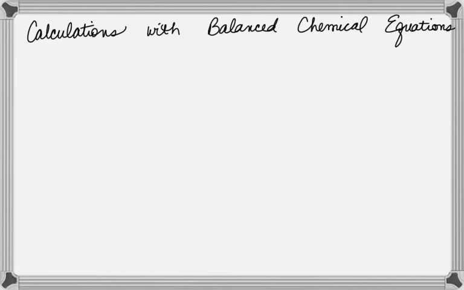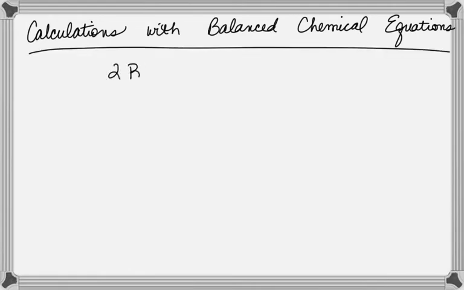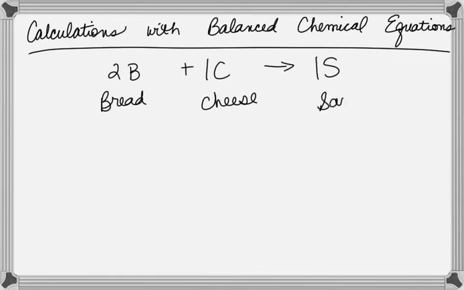Okay, let's wrap up Chapter 3 on calculations with balanced chemical equations. We'll start with this equation, which is not boron, carbon, and sulfur, okay? But it's 2 pieces of bread and 1 piece of cheese together make a sandwich. We're not going to worry about getting more complicated than that right now. We will get more complicated when we're doing this with chemicals.